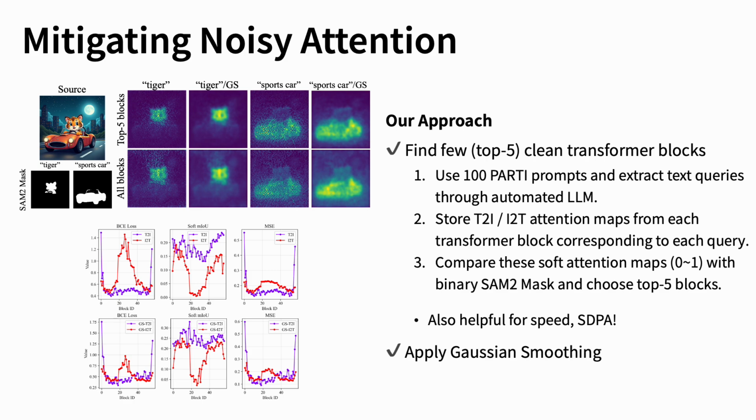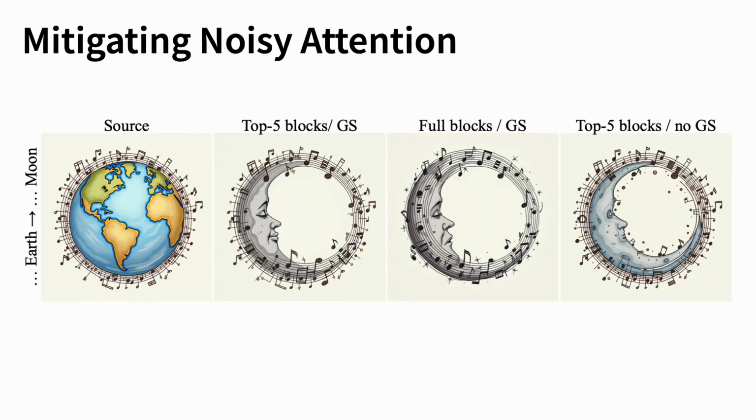Second, we apply a simple Gaussian smoothing. Using these top 5 smoothed blocks gives us much cleaner and localized attention maps. Here's an example showing the effectiveness of block selection and Gaussian smoothing.